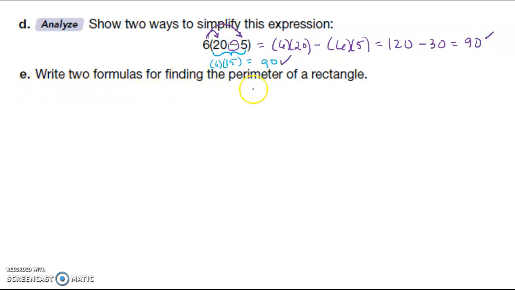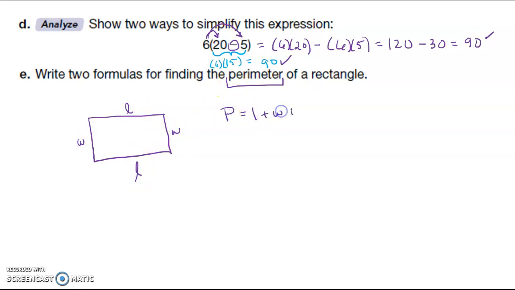E says write two formulas for the perimeter of a rectangle. So if I have a rectangle, and this is my width, and this is my length, my perimeter could be length plus width plus length plus width, or it could be 2 times the length and 2 times the width, or I could do 2 times length plus width. Any of those will work.